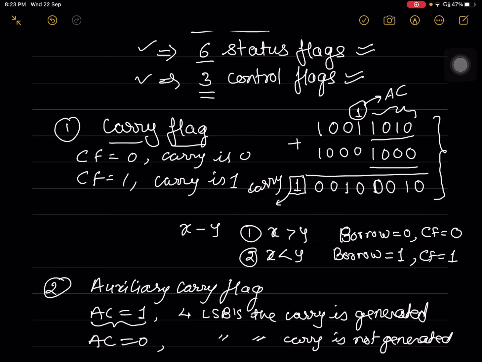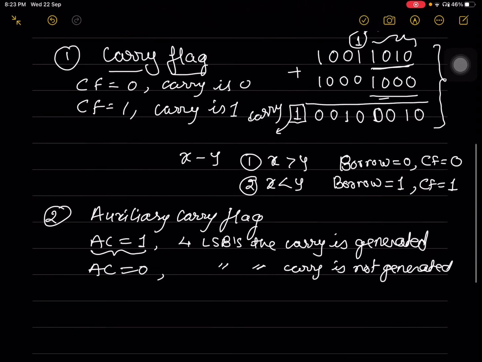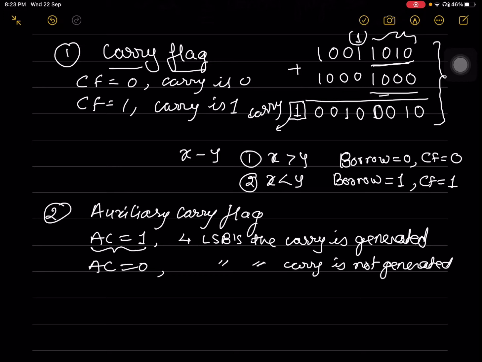Now in the same manner, as we considered subtraction for the carry flag, the subtraction is also considered for auxiliary carry flag. While making the subtraction, if the borrow is taken for subtraction of 4 LSBs, then the auxiliary carry flag becomes 1. And if borrow is not required, or if borrow is 0 for making the subtraction of 4 LSBs, then the auxiliary carry flag becomes 0. Again, auxiliary carry flag gives you the status of carry as well as borrow for 4 LSBs.